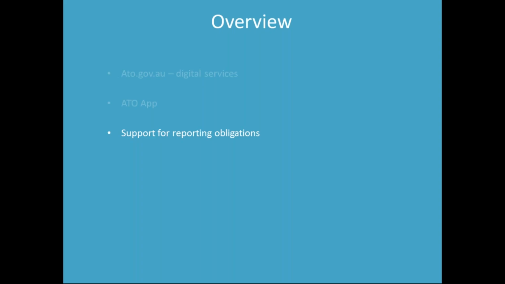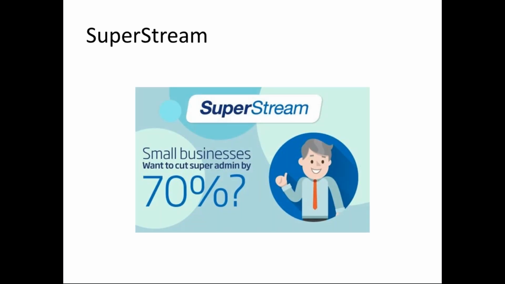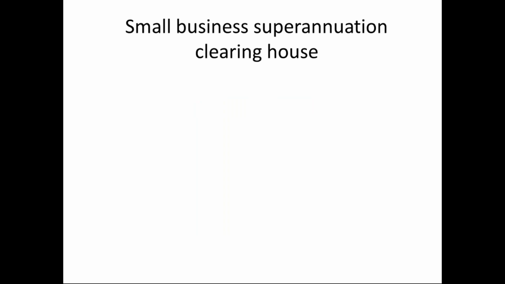The succeeding slides now will show you support and changes for reporting obligations. SuperStream. In 2014, SuperStream was announced by the government aiming to improve the efficiency of the superannuation system. It has involved a significant shift from largely manual transactions to an easier system of paying employee superannuation guarantee contributions to super funds. So with SuperStream, money and data are sent electronically in a standard format.